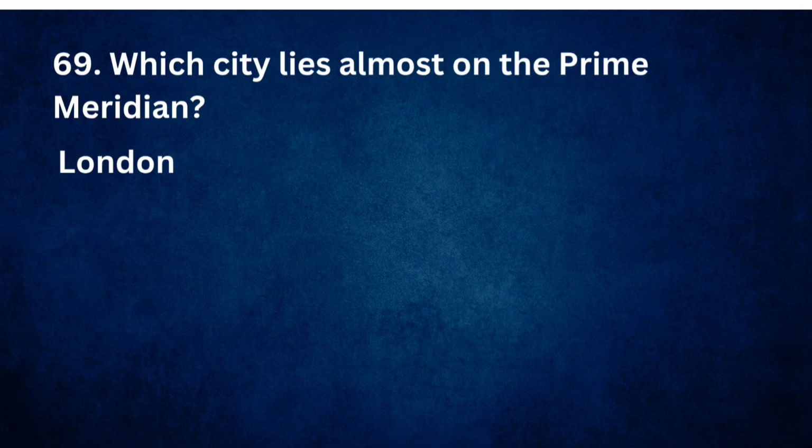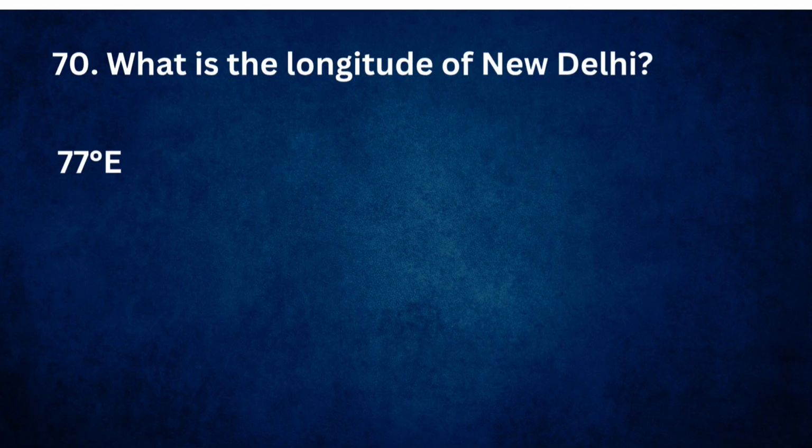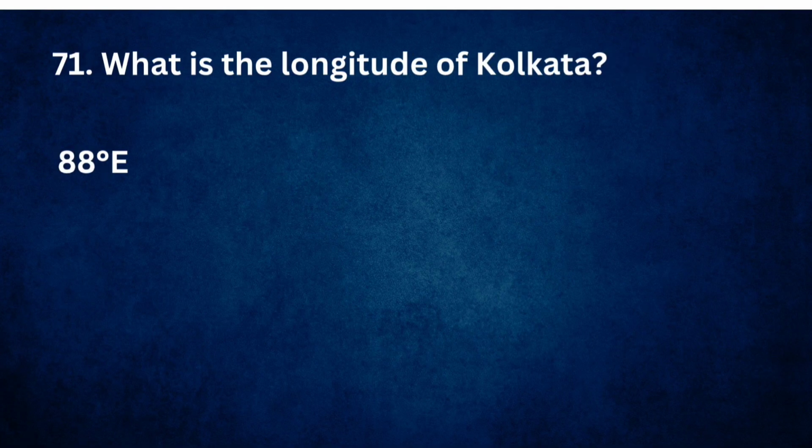Which city lies almost on the prime meridian? London. What is the longitude of New Delhi? 77 degrees east. What is the longitude of Kolkata? 88 degrees east.